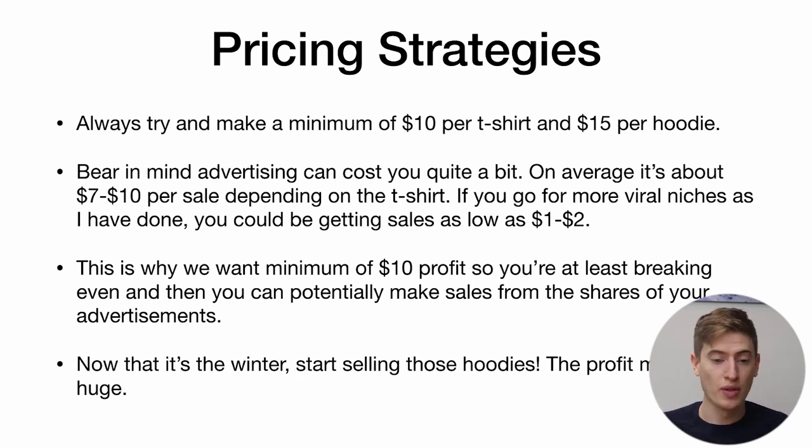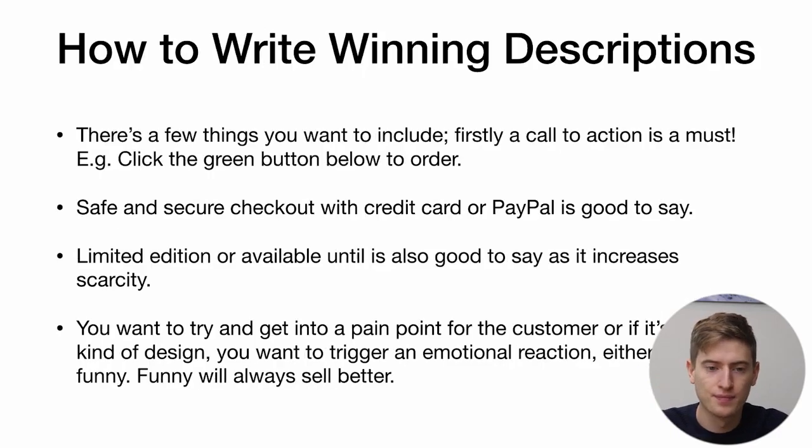That's just an example. But with something viral, you're going to get a lot of shares, so you're going to get a lot more free clicks to the website. Does that make sense? This is why we want a minimum of $10 profit, so you're at least breaking even, and then you can potentially make sales from the shares of your advertisements. Now that it's the winter, start selling those hoodies. The profit margins are huge. I said in the last slide that you can sell them for nearly $40 or just under $40. Your profit margins are going to be insane for hoodies.